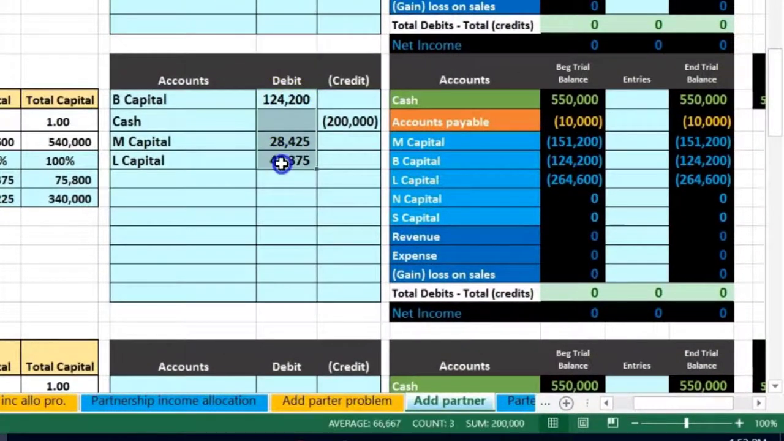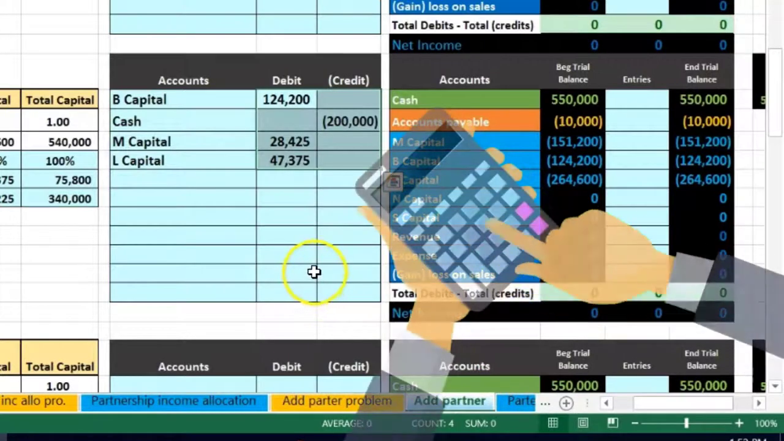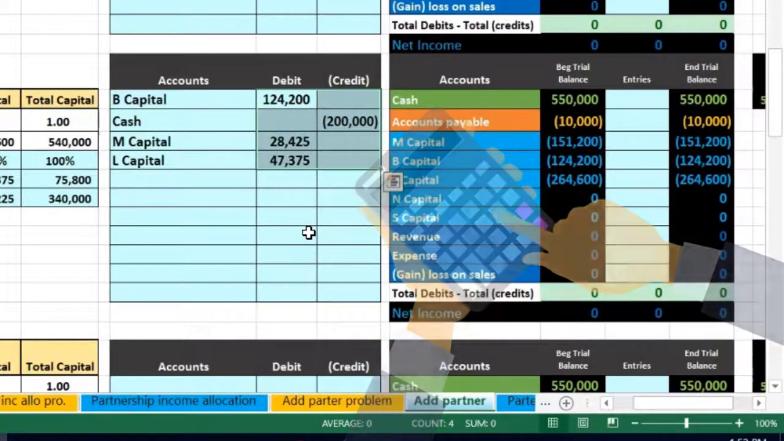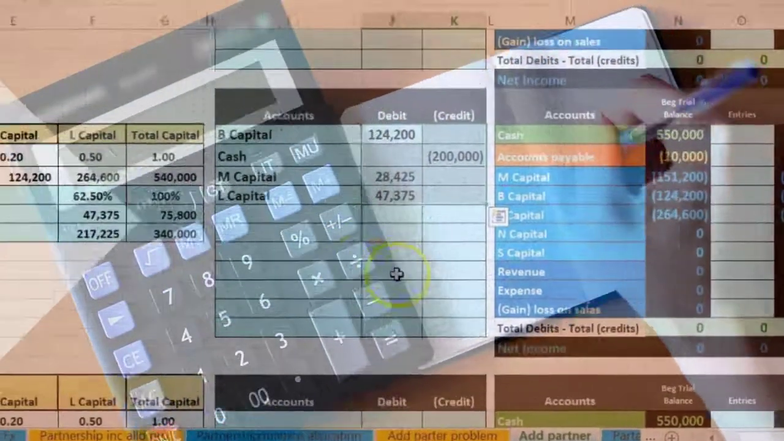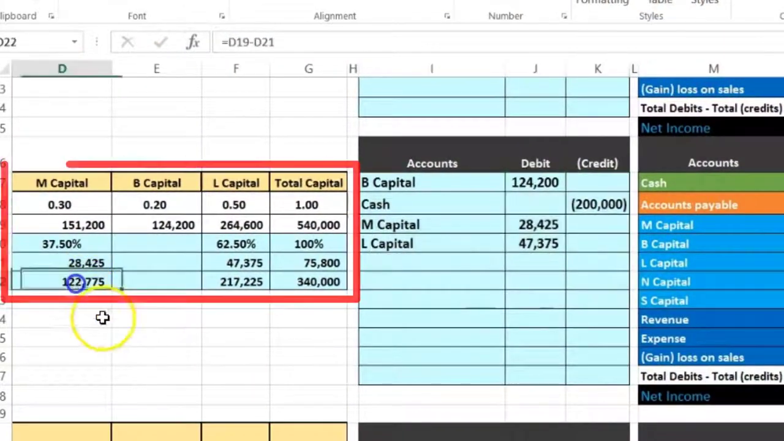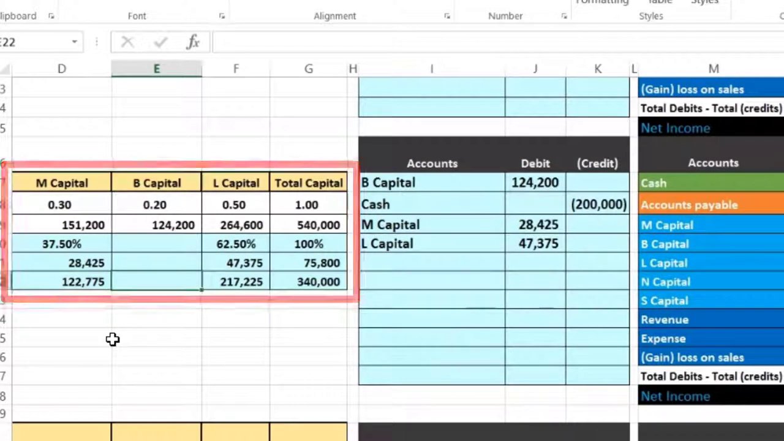If we add up our debits now, they add up to 200,000 equals our credits. If I add up all of them, it adds up to zero, meaning the debits minus the credits are equal because they add up to zero. So let's post this out and see if it does what we think it should do. What do we think it should do? It should bring M's capital account here, take B off the books, and bring L's capital account here for a total capital account of 340.